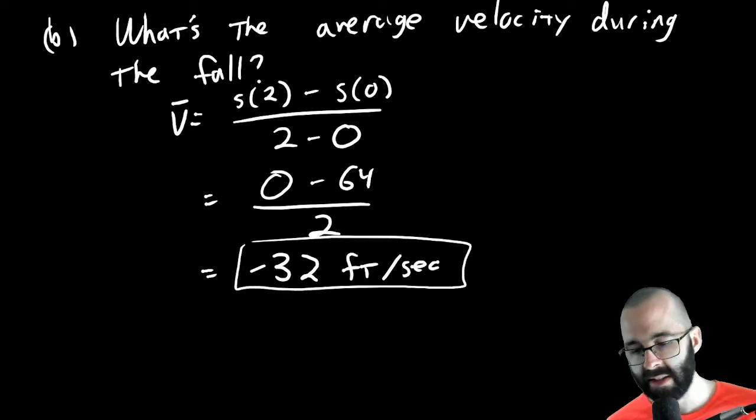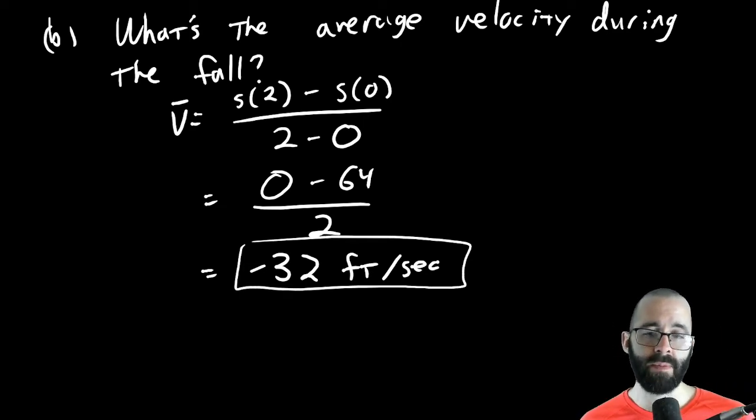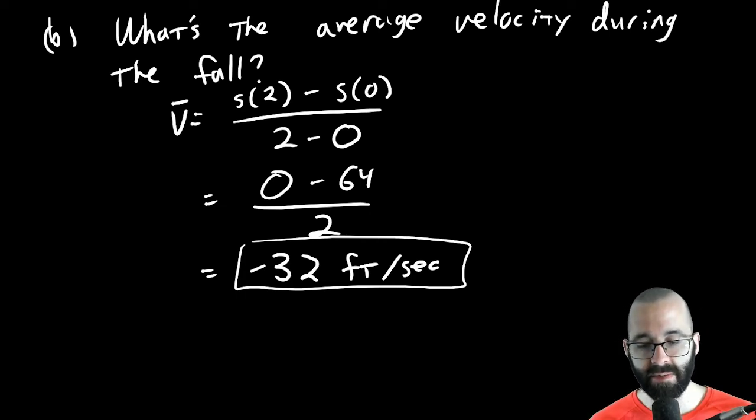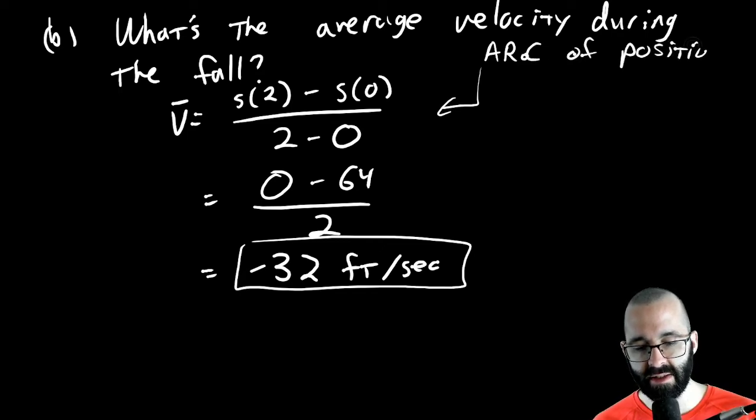All right, this average velocity equation is an equation that we covered in chapter 2, I believe. But remember, average velocity is just the average rate of change of position. Right, this is just average rate of change of position. That's what average velocity is all about.